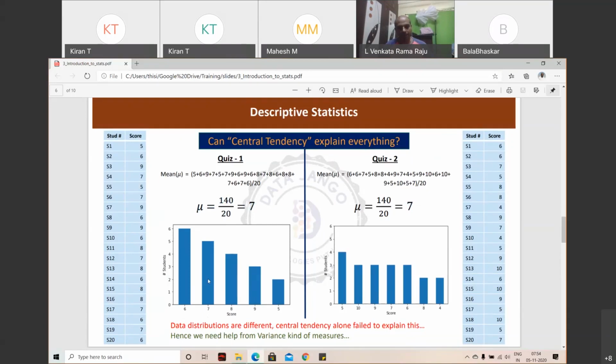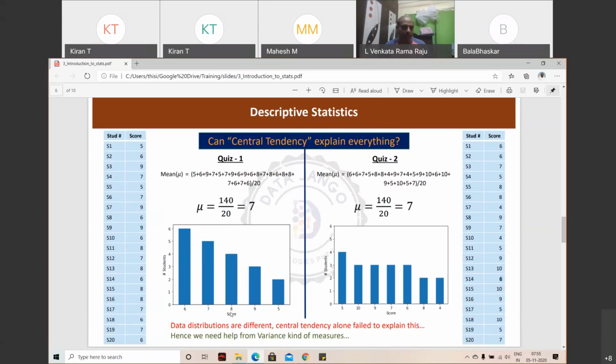But when you look at the graph here, I have taken score on the x-axis and number of students on the y-axis. Score 6 was got by 6 people in this particular quiz. But in this quiz, score 6 was got by only 3 people, this guy and this guy. And this is called a bar chart.